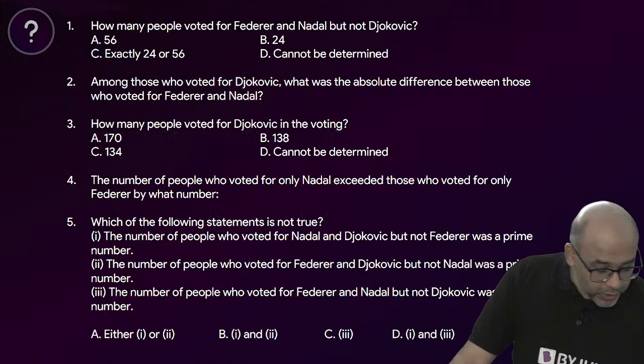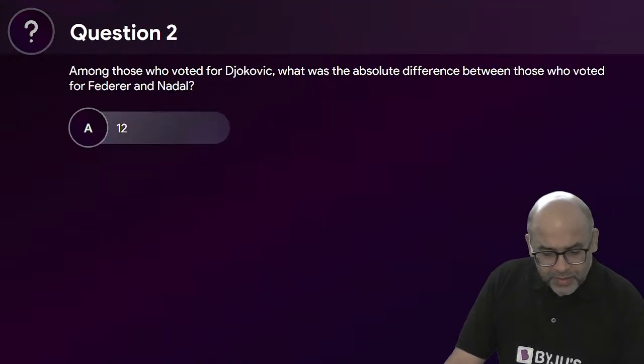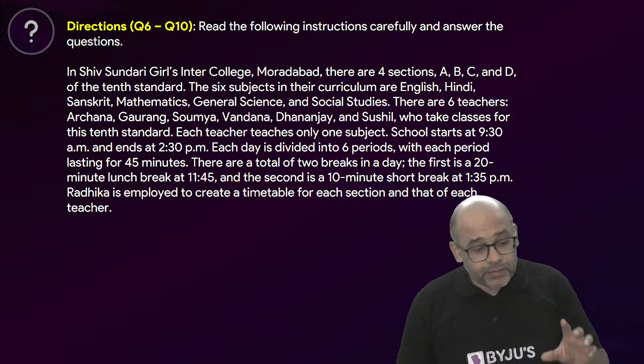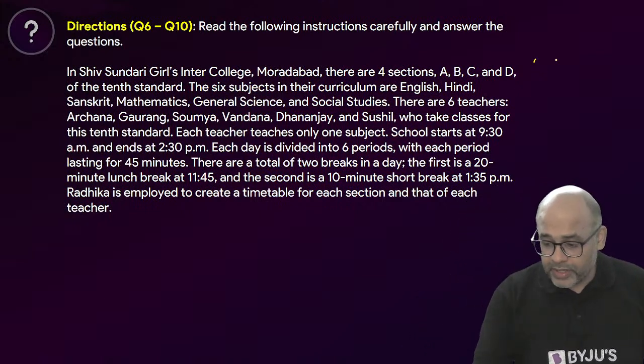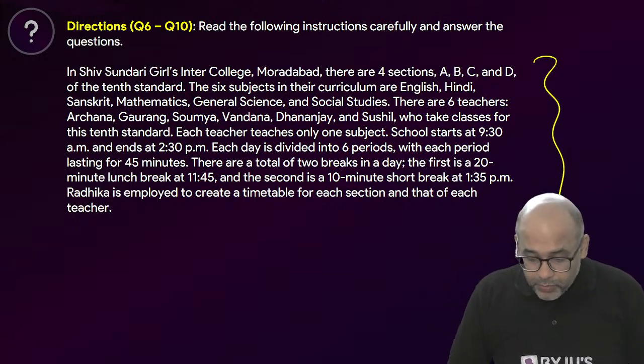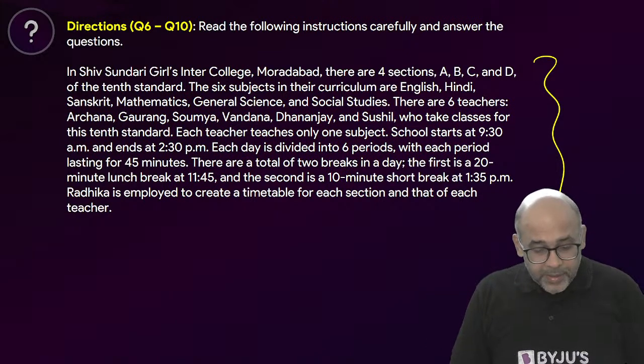Okay. So let's move on. So these are questions. That's okay. Questions are not our concern for the time being. Next, we have a small looking, neat small looking question over here. In Shiv Sundari Girls Inter College, Moradabad, there are 4 sections A, B, C, D of the 10th standard.